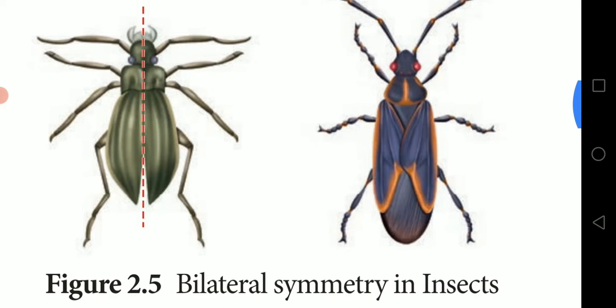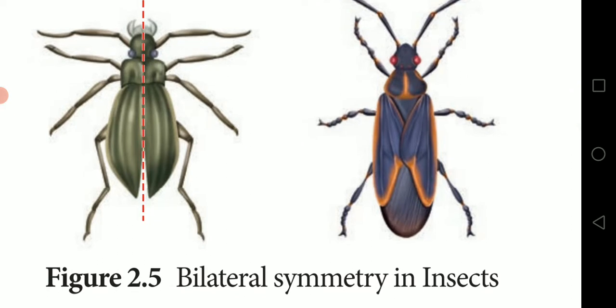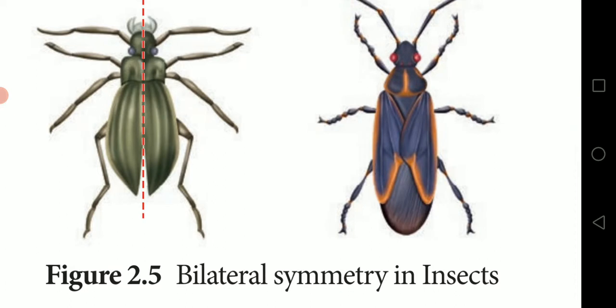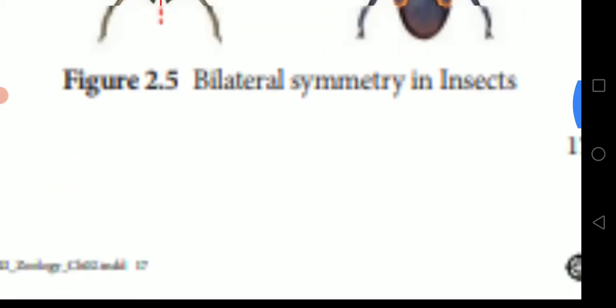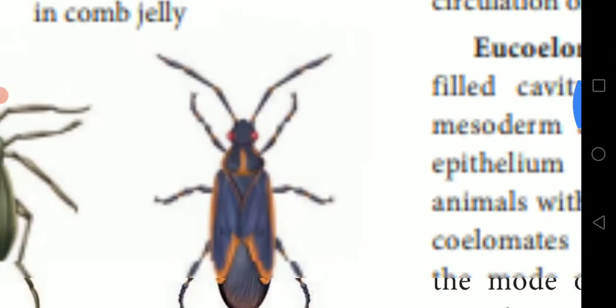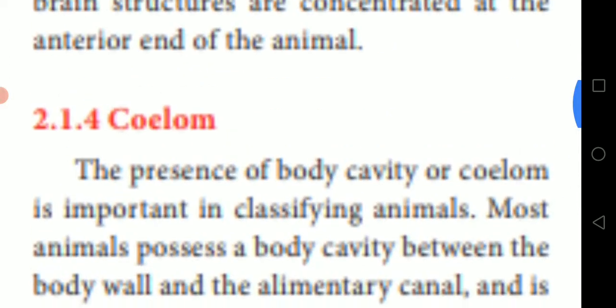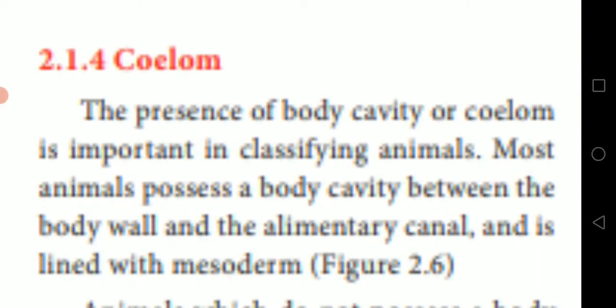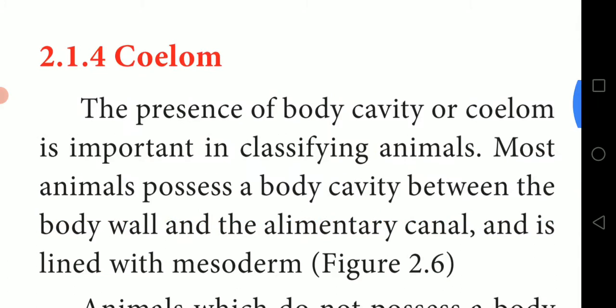The next one is bilateral symmetry. Here, this is what we call bilateral. Can you see this bilateral symmetry in insects? Animals which have 2 similar halves on either side of the central plane show bilateral symmetry, not biradial, bilateral symmetry. Bi means 2, lateral means side. Once you draw a line through the middle of the organism, it can be divided into 2 halves. That is because of bilateral symmetry.